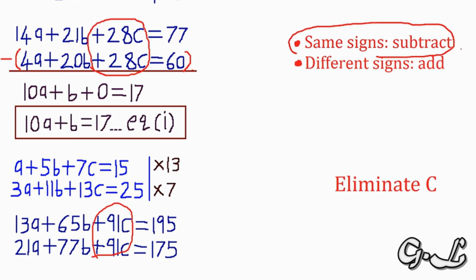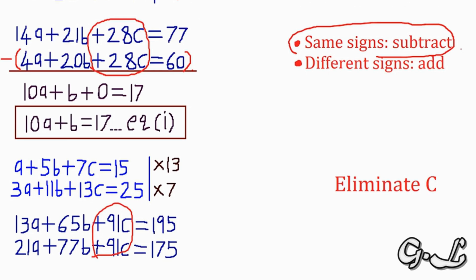So we have found the second equation. We have the equation as negative 8a minus 12b is equal to 20. So this is our equation number 2. We found the first equation as 10a plus b is equal to 17, and then we have now found the second equation as negative 8a minus 12b is equal to 20. So these are the equations that we have.